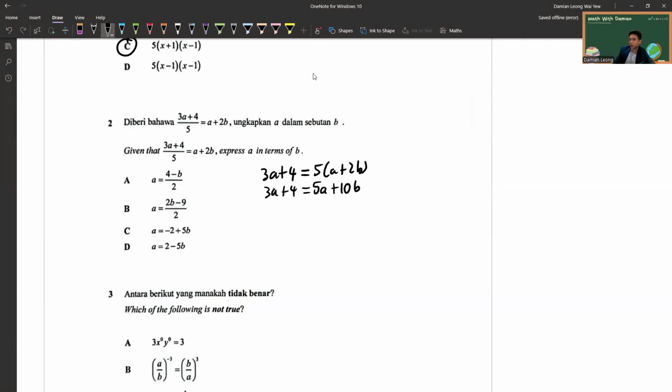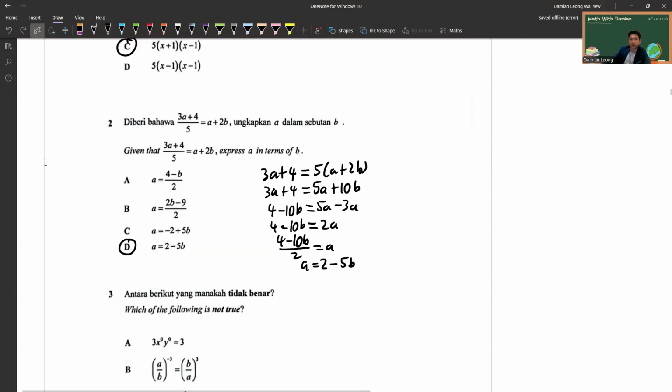A terms together. When I put all the A terms together, I try to avoid negative. So bring over the 10B, minus 10B, bring over the 3A, minus 3A, because this A term is bigger. So 5A minus 3A would be 2A. 4 minus 10B equals to A. Bring over the 2, times opposite divide. So A would be, I divide each term by 2, 2 minus 5B. Answer D. Yeah, that's the answer. Okay, that is question 2.